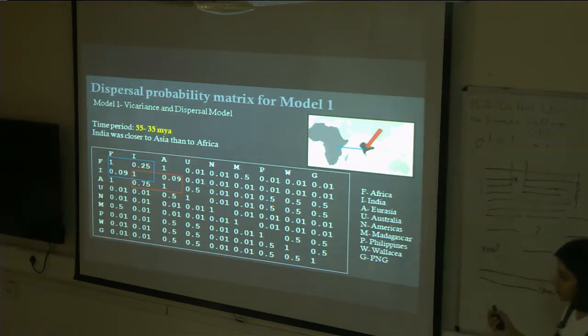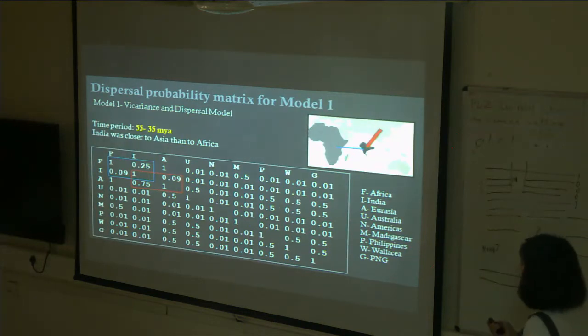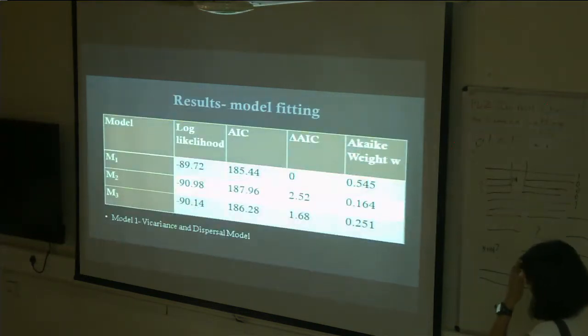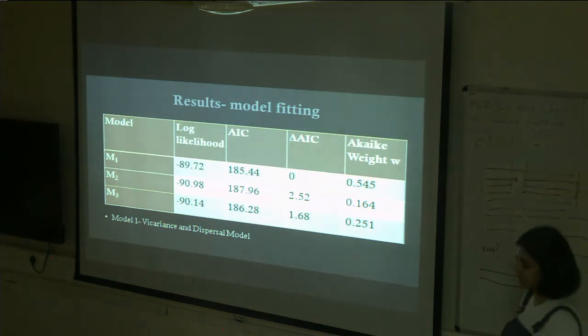So we are still coding for dispersal only in one direction. Okay, so this is an example of how I coded one of the models. All right. So anyway, I ran BioGeoBEARS for the 3 models, and I calculated the Akaike weights for the 3 models, and so it'll give you a likelihood value because BioGeoBEARS runs on an ML framework. And well, the results showed that M1, which is the Vicariance and Dispersal model, was the best model.